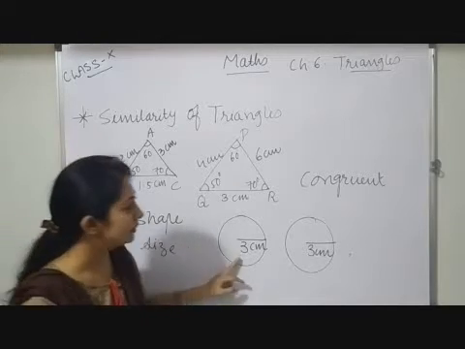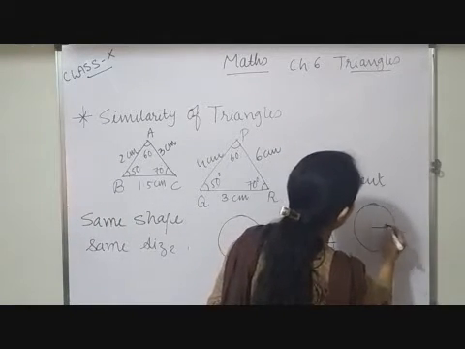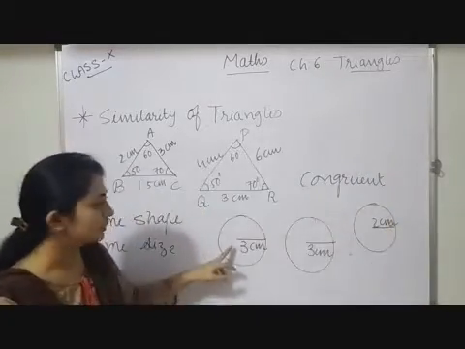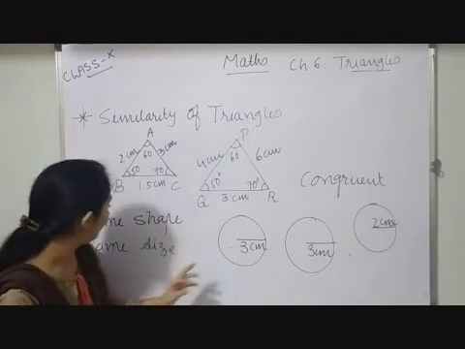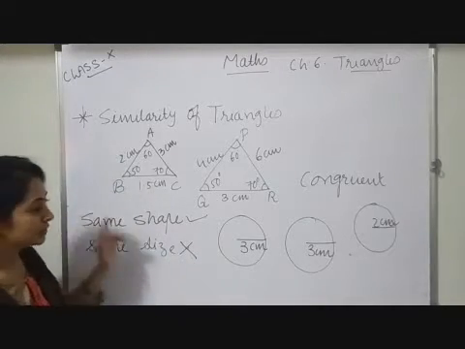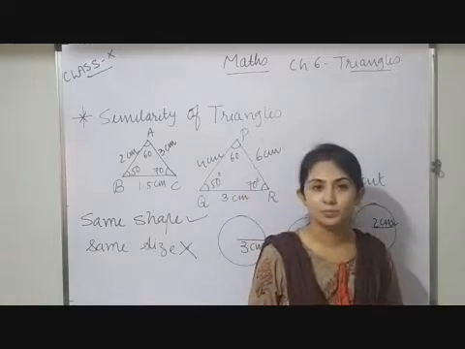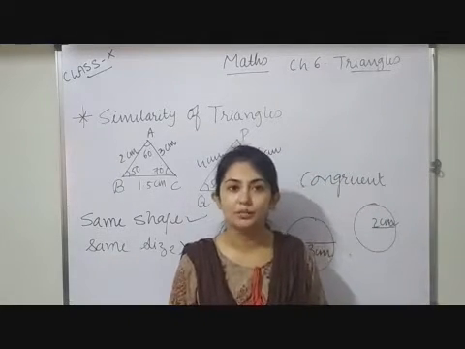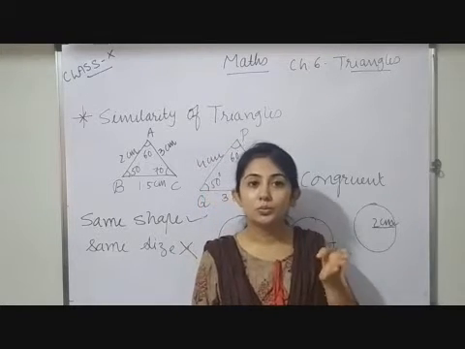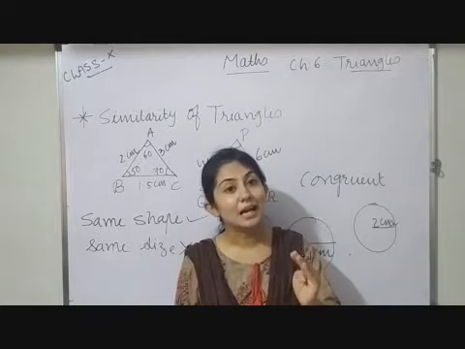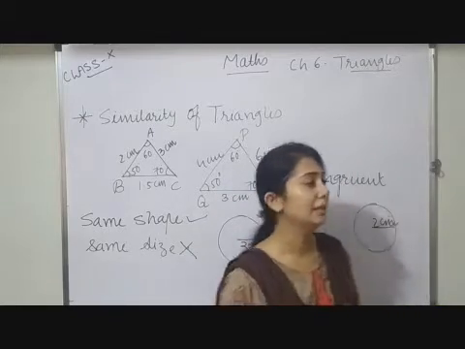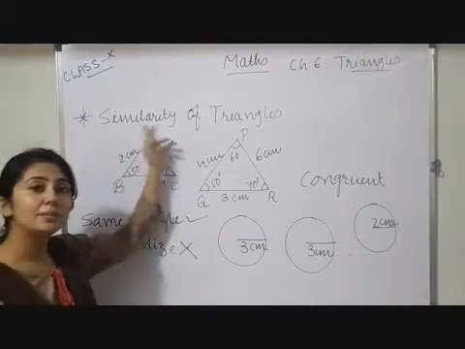In place of this 3 cm, suppose one circle is of radius 2 cm. Observe. This circle is of radius 2 cm, and this one is of 3 cm. Now you can see they have the same shape but the size is not the same. So such objects are known as similar objects. You just have to remember one thing: if two objects have the same shape but different sizes, those objects are known as similar objects.